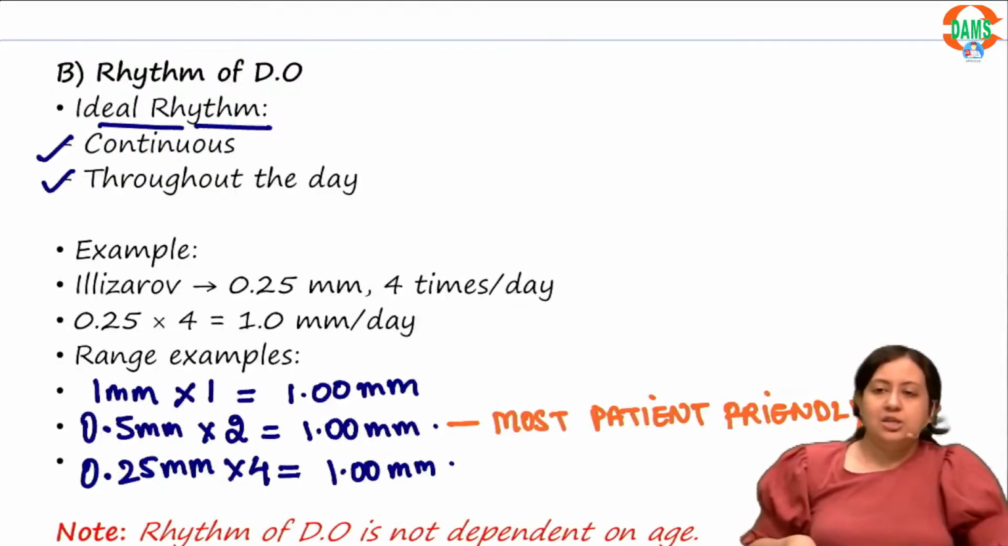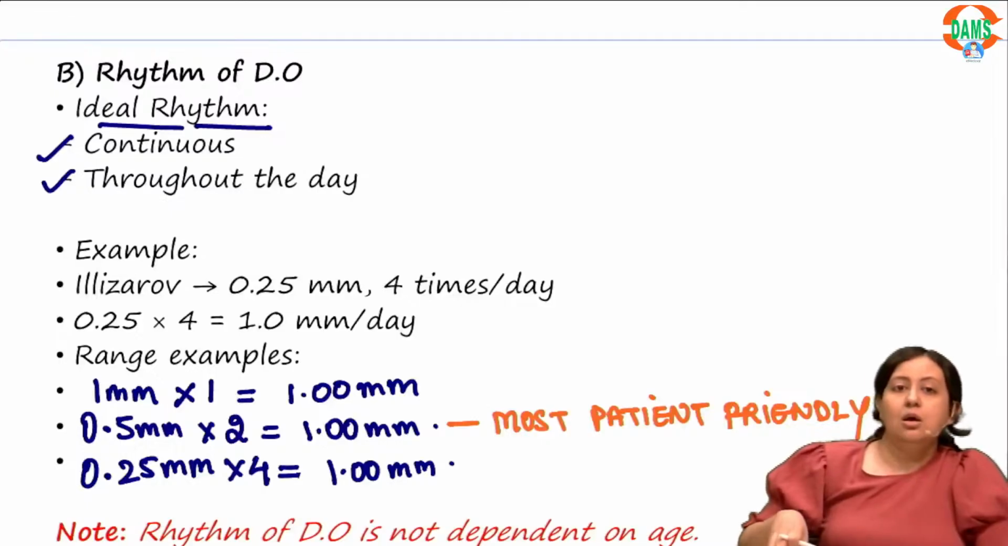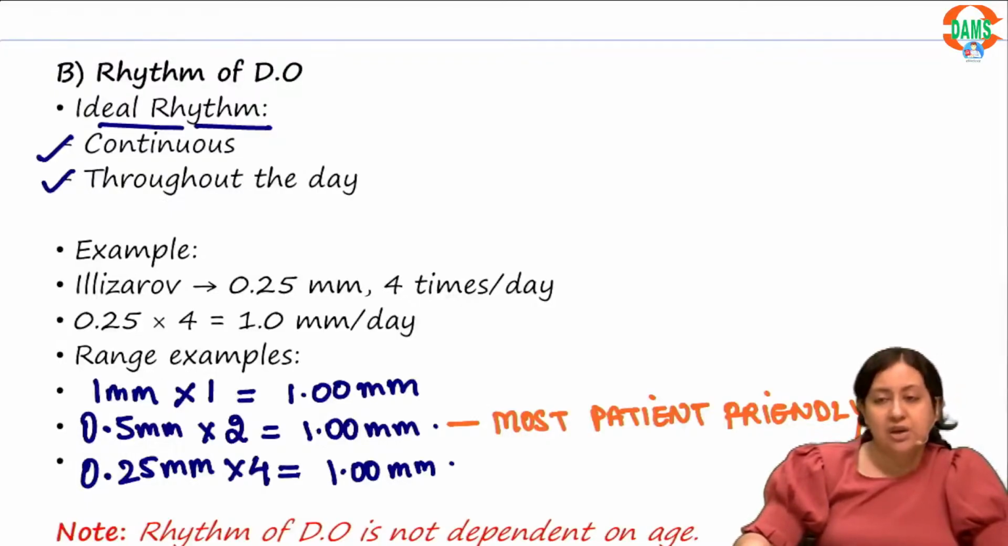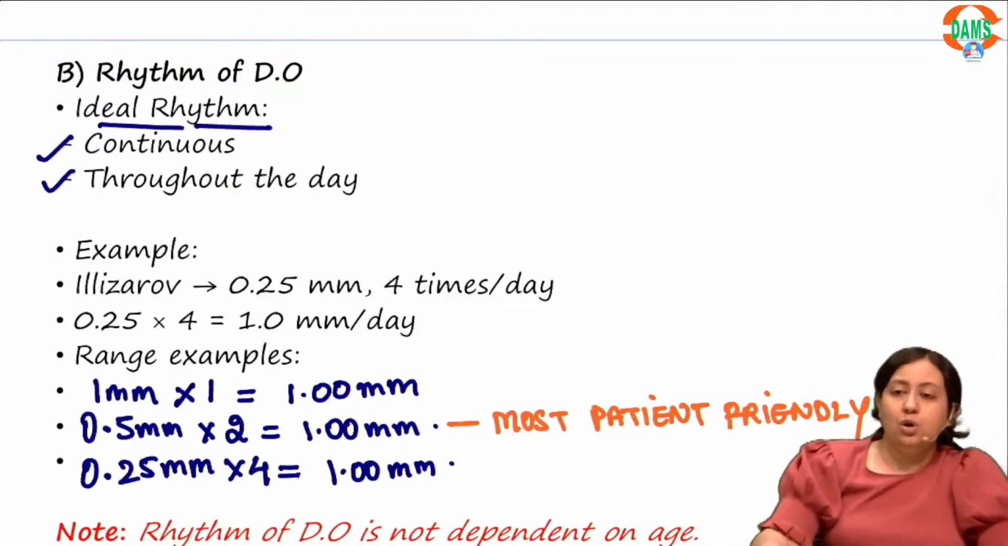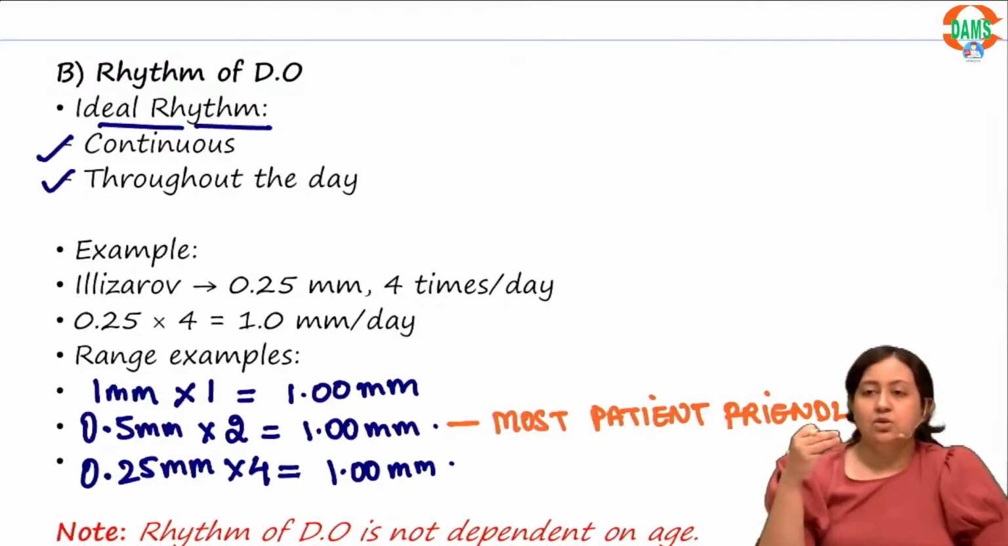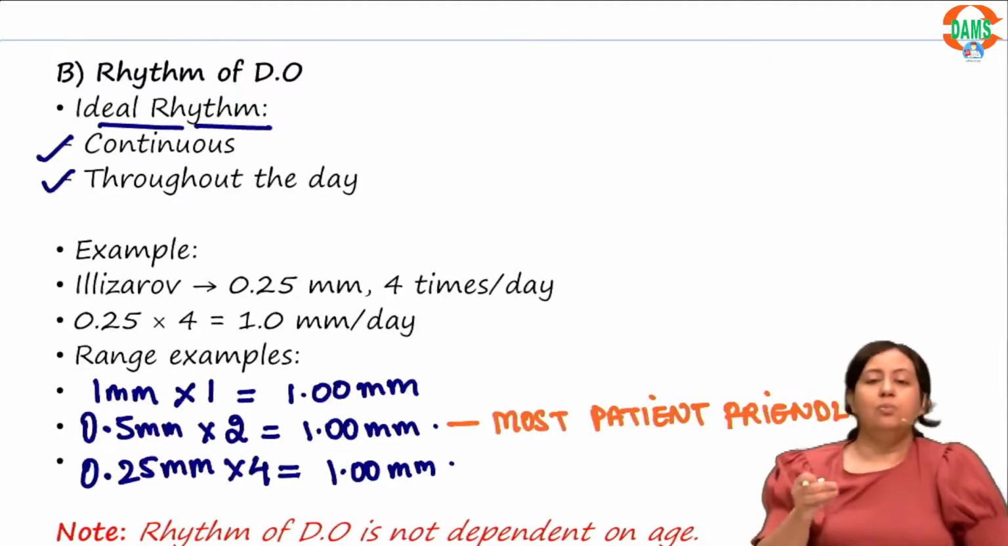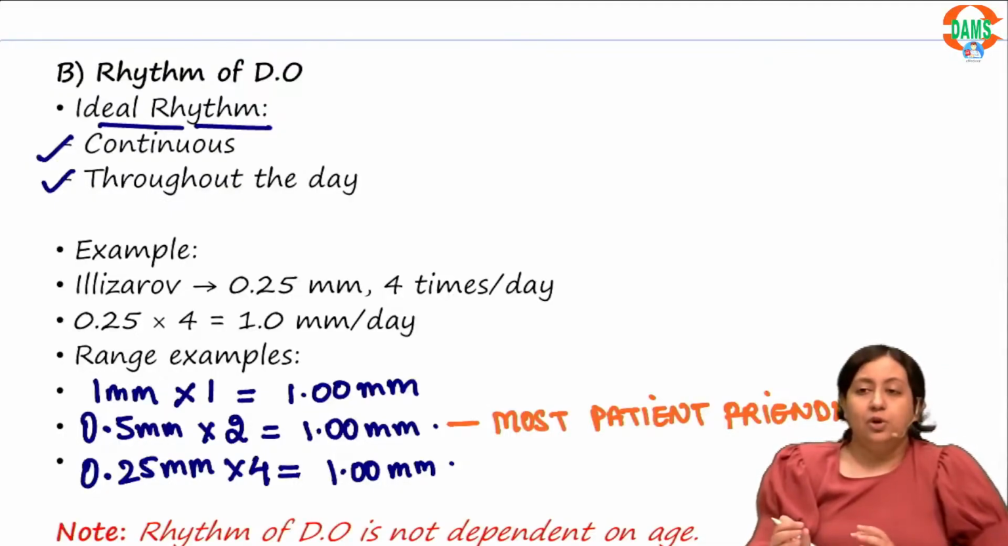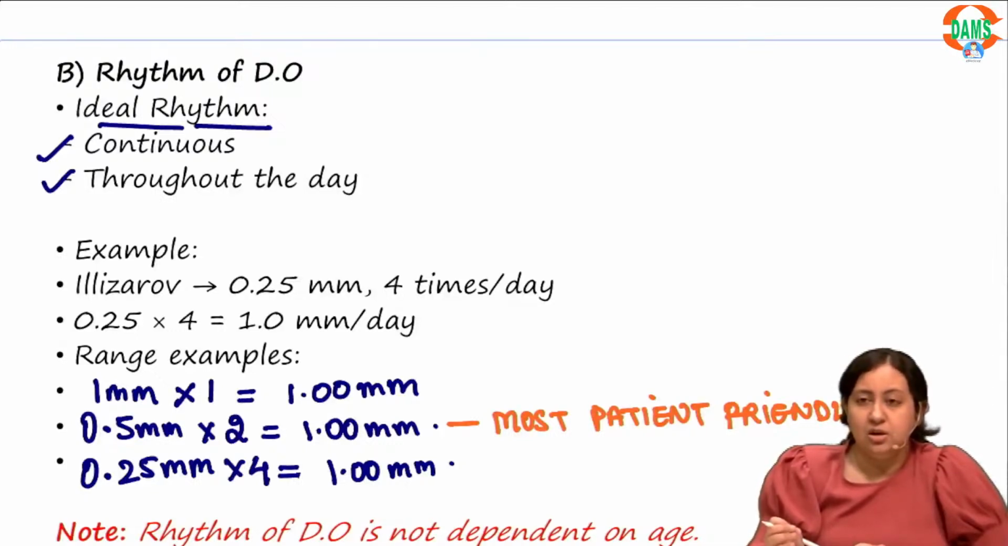0.25 mm, if you ask the patient to do 0.25 over 4 times in a given day, it is very difficult for the patient to remember that I have to do the distraction 4 times a day. So patient may forget, and then you will not achieve your desired rate of 1 mm per day. So the patient is not compliant if you ask him to do 0.25 mm 4 times a day. And so 0.5 for twice a day, the patient remembers easily, and it is not very painful for the patient. That is why it is the most patient friendly.